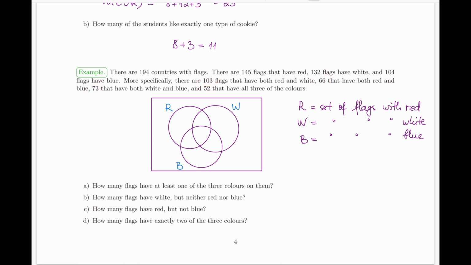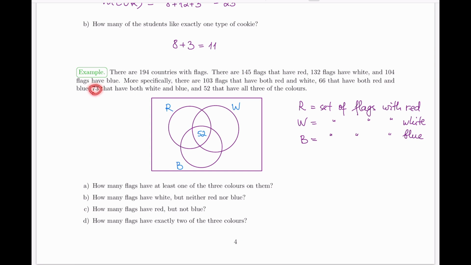52 flags have all 3 of the colors. All 3 of the colors represents this middlemost region here where all 3 sets intersect. And this is one singular region, which means that 52 can be placed directly into it. And now I'm going to work my way back out. So if 52 is here, let's take a look at what we can have.